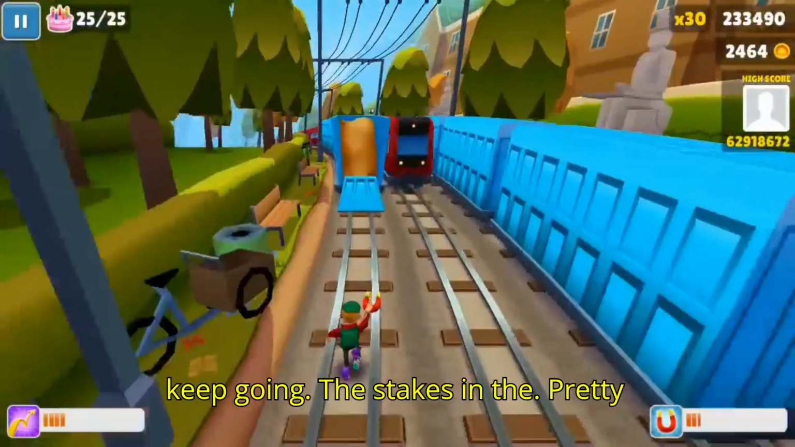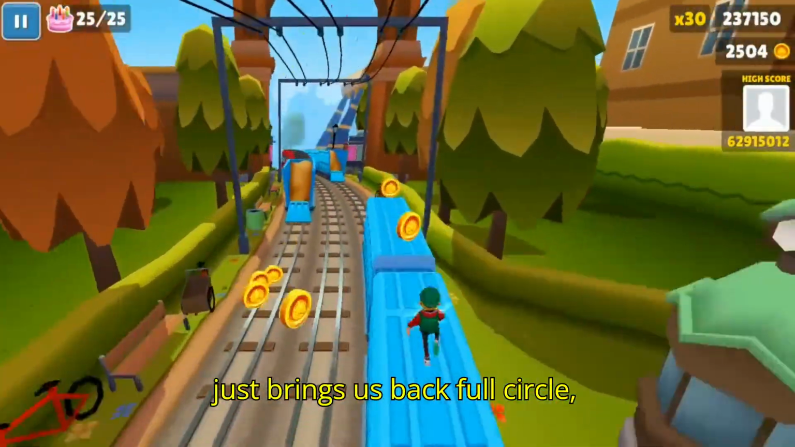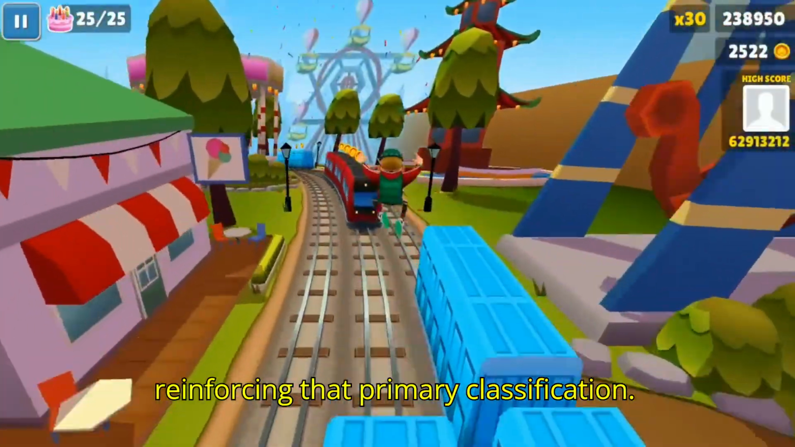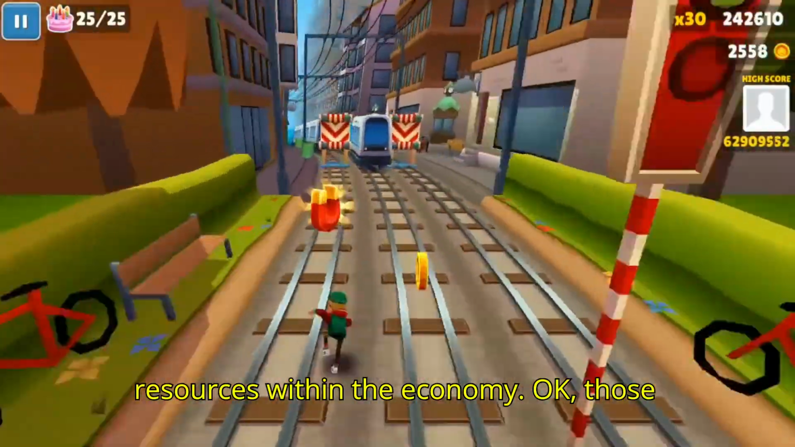The stakes in the game? Pretty much. And ninth, economic activity. This just brings us back full circle, reinforcing that primary classification. It's about generating wealth, allocating resources within the economy.